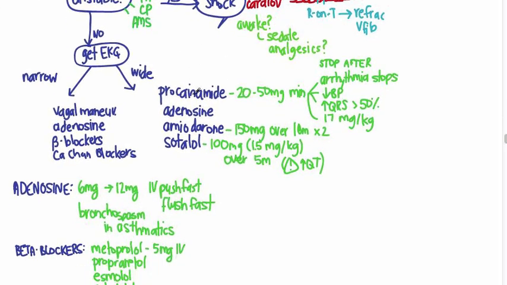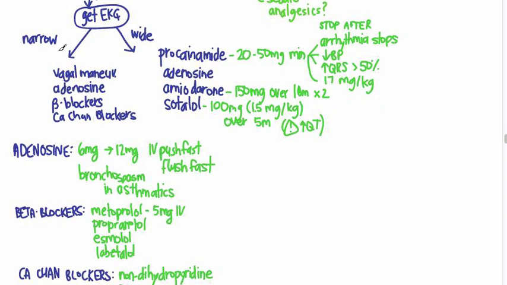If they are not unstable, go ahead and get an EKG and decide if they're narrow or wide. If it's narrow complex, it's most likely going to be going through the AV node, and so you can give some AV nodal blockers, such as a vagal maneuver, adenosine, beta blockers, or calcium channel blockers. A wide complex is probably not going through the AV node, and so you might want to give one of these drugs, which will not close off that AV node, thereby leaving any accessory path open.